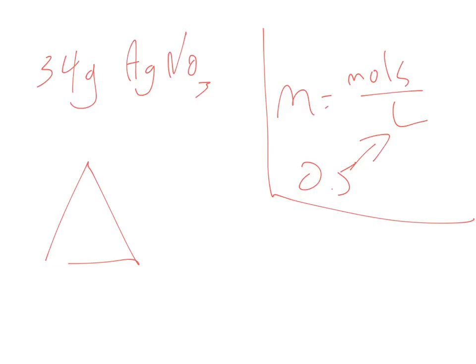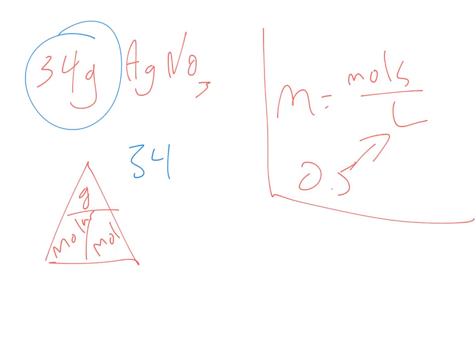And of course we have this equation triangle here that we're pretty familiar with. Grams per molar mass equals moles. And so all I have to do is divide this number here, the 34 grams, by the molar mass of silver nitrate. So you go to the periodic table, and you'll find it's like 170 or something. Don't quote me on that. I didn't look it up, but it is close.